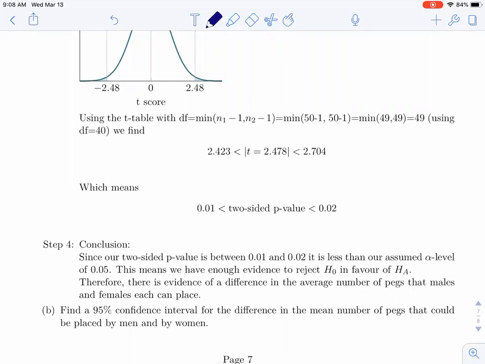I didn't give you an alpha level, so we assume it's 0.05. Since our two-sided p-value is between 0.01 and 0.02, it's less than our assumed alpha level of 0.05. Both of these are less than 0.05. This means we have enough evidence to reject H0 in favor of HA. Therefore, there is evidence of a difference in the average number of pegs that males and females can place.